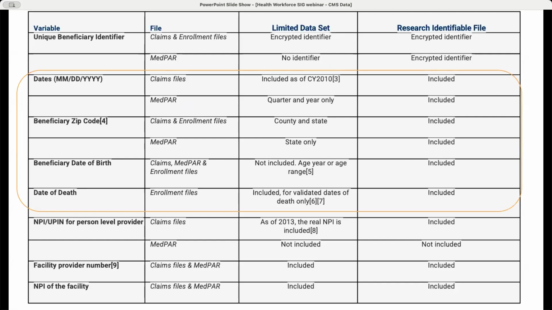And so this is all on the ResDAC website too, and we'll share the slides so you have these, but just some important distinctions here between the LDS files and the RIF, or the research identifiable files. As I mentioned, dates. So for example, if you're working with the MedPAR file, you only get quarter and year, as opposed to if you're working with a research identifiable file, you'll actually get the actual dates of admission and discharge from a hospital. And also you get more granular levels of where the beneficiary lives.